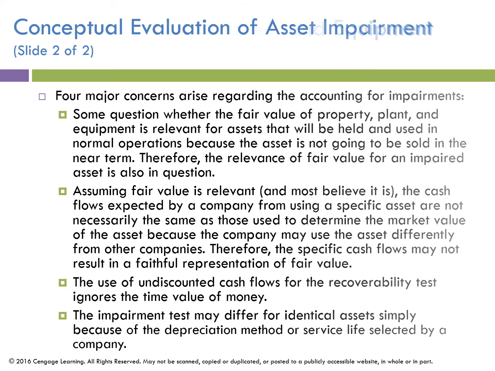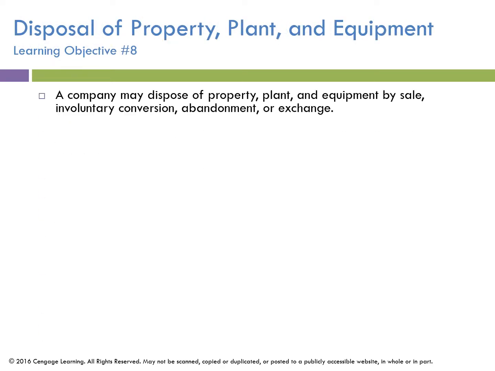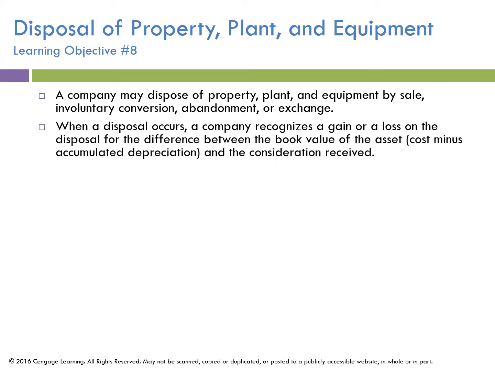So how about disposing of an asset? We can get rid of it, sell it, throw it away, whatever, exchange it. When a disposal occurs, a company will recognize normally a gain or a loss, and the gain or a loss is the amount that they received minus book value.